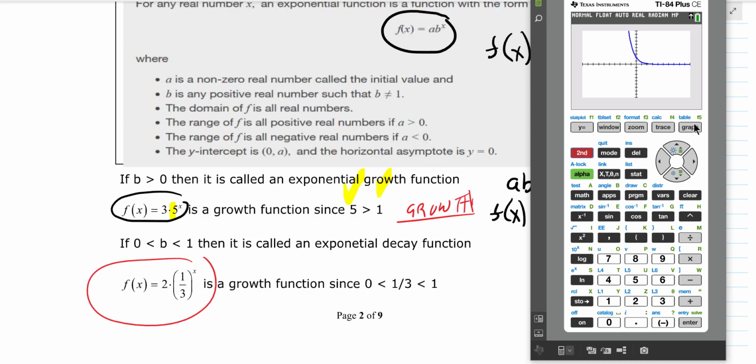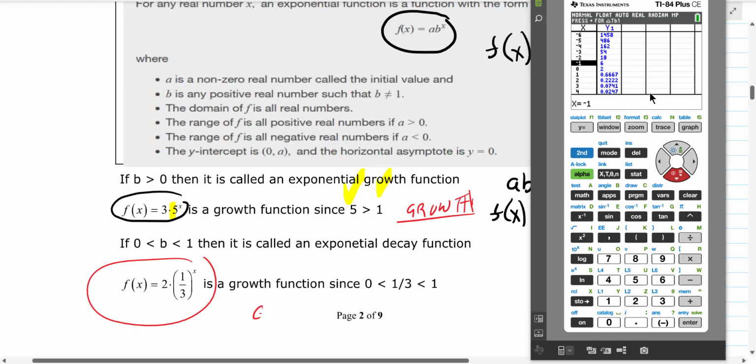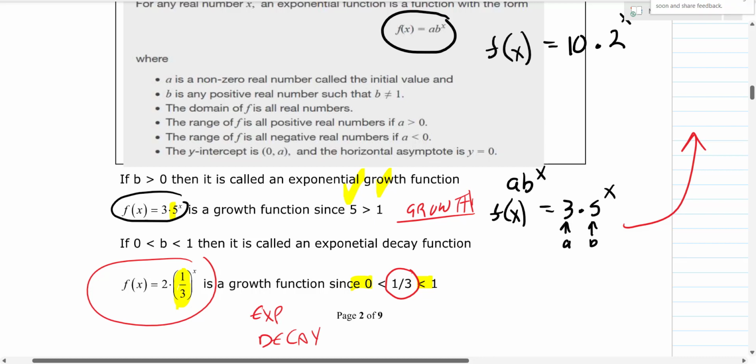If you looked at your table of values on this, you're still going to see that common ratio. It's kind of hard to see, but notice 6 over 2 is 3, 18 over 6 is 3, but what's happening is the y values are getting smaller. So this is what you would call an exponential decay function, and the way you tell it's a decay is that the number being raised to the x power is between 0 and 1. So that's how you tell.